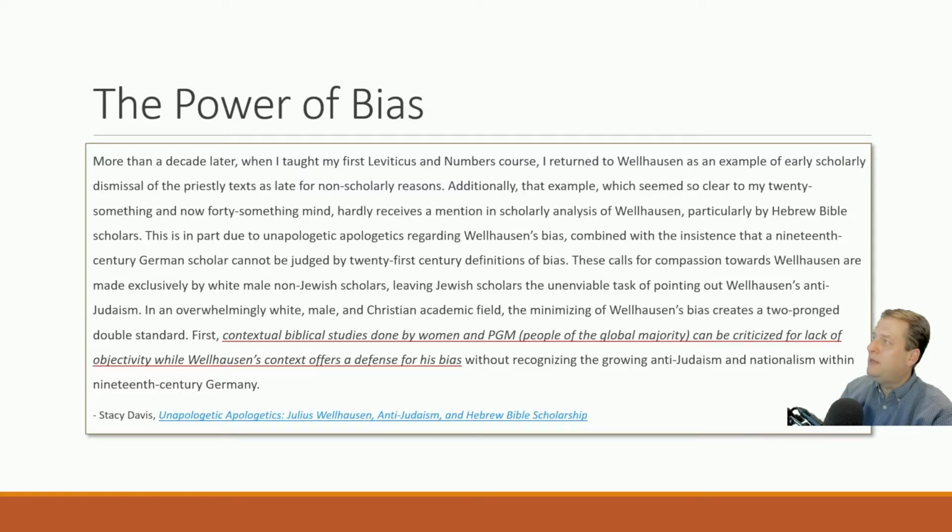In an overwhelmingly white, male, and Christian academic field, the minimizing of Wellhausen's bias creates a two-pronged double standard. First, contextual biblical studies done by women and PGM, people of the global majority, can be criticized for lack of objectivity, while Wellhausen's context offers a defense for his bias, without recognizing the growing anti-Judaism and nationalism within 19th century Germany. Again, Wellhausen, one of the foundational scholars influencing even contemporary biblical scholarship, if his biases crept into his methods, and those methods are being propagated for decades and decades and decades, obviously that's a problem of bias in biblical studies, even among scholars who are not anti-Semitic.